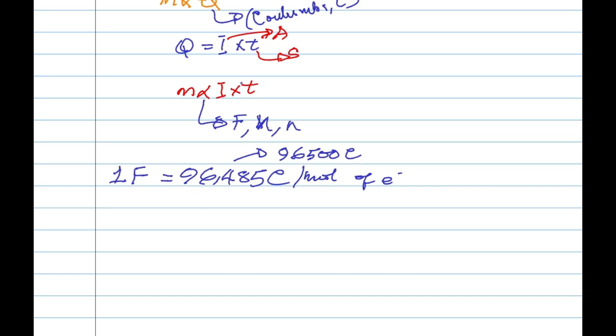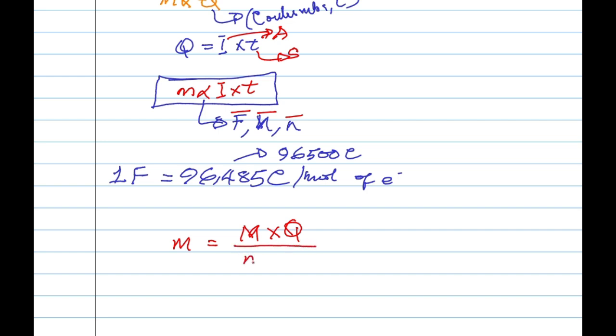So let's now change this proportionality into an equation. We know all the quantities that we need in that equation: the Faraday, the molar mass of the substance, and the number of moles of electrons. So we change this to an equality: the mass m equals the quantity of electricity Q times the molar mass M, divided by the number of moles of electrons n times the Faraday constant F.